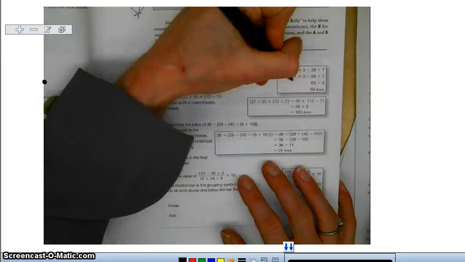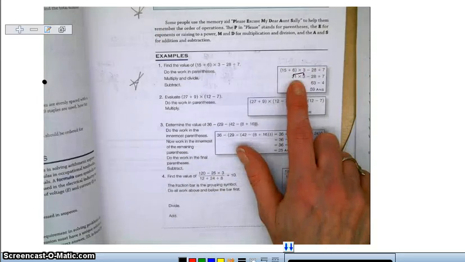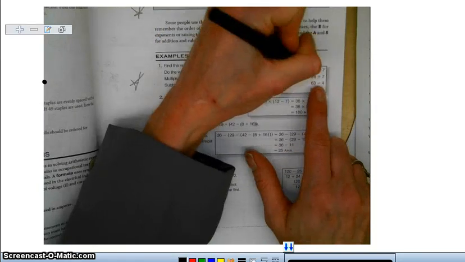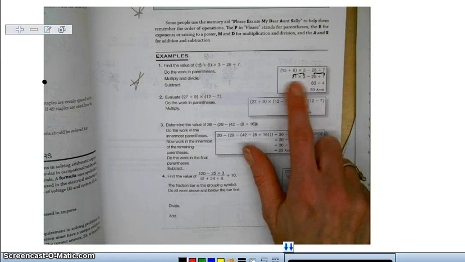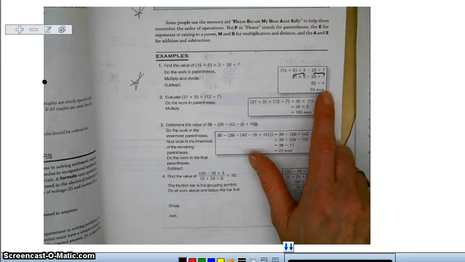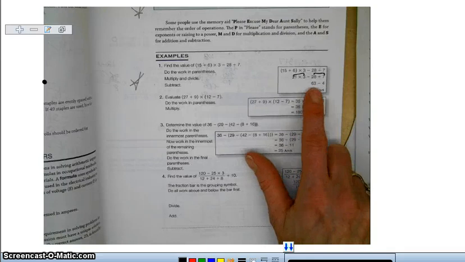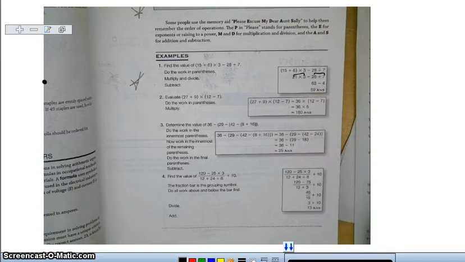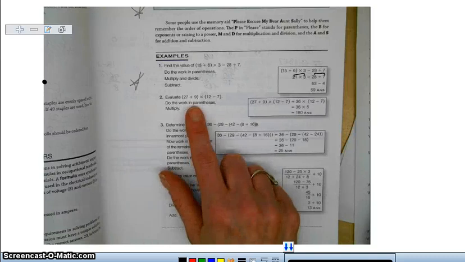So now 21 times 3 is the next thing I do. I do multiply and divide, and at the same time I'm going to do 28 divided by 7. So 21 times 3 is 63, and then 28 divided by 7 is 4. And then when I subtract, I get 63 minus 4, and then I just subtract those to get the answer.